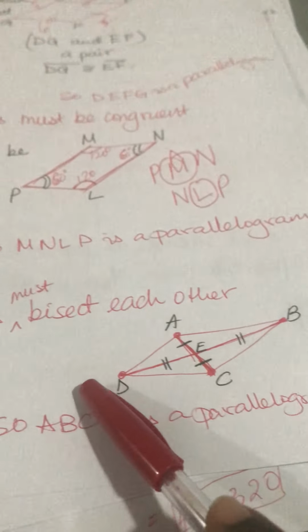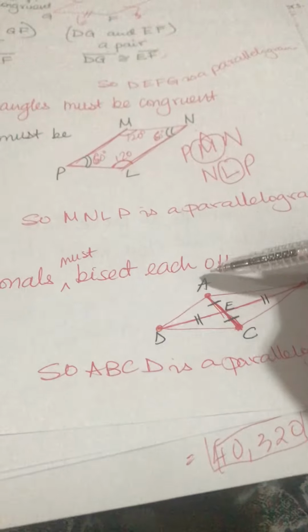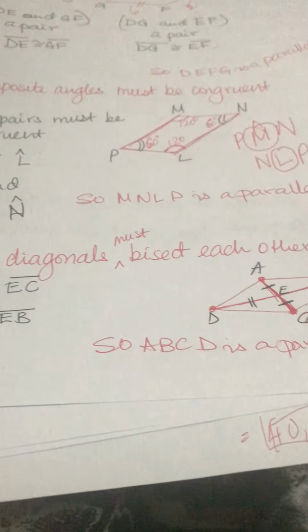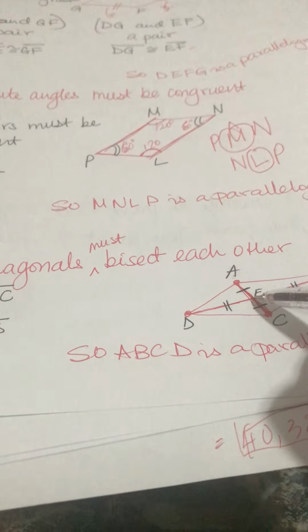If you see these two arcs, and I mean these two tick marks, and this one, if the tick marks are the same on the same line, then that means your diagonals are bisecting. And if your diagonals are bisecting, then ABCD is a parallelogram. Okay? So AC is bisected by AE and EC, like that.